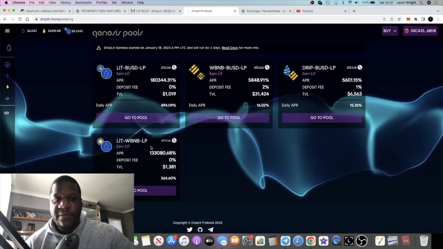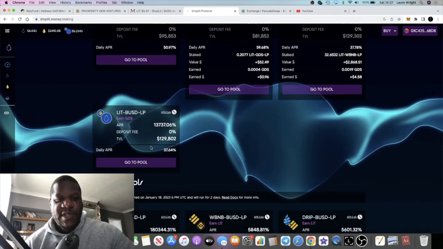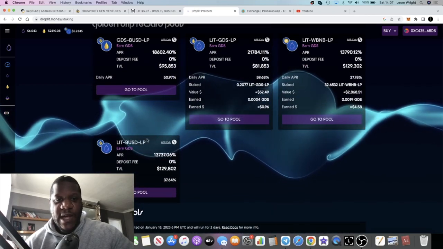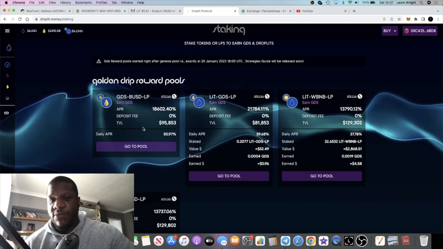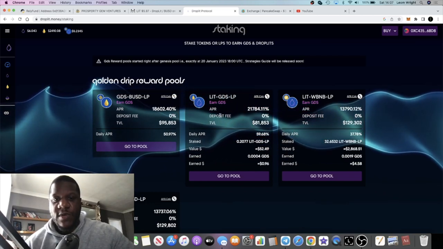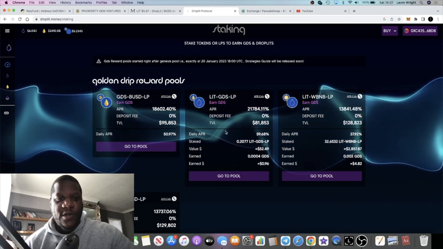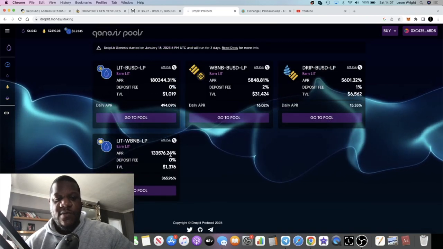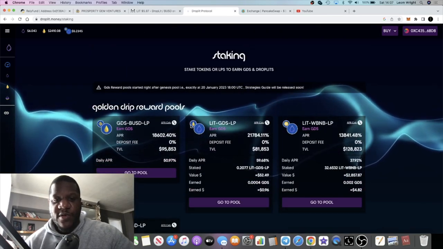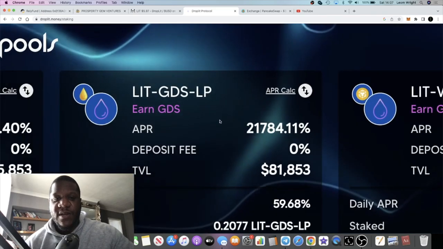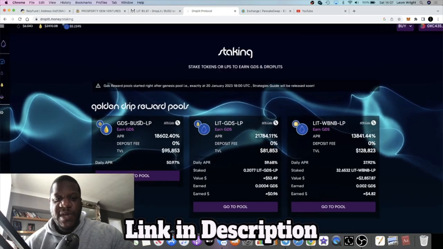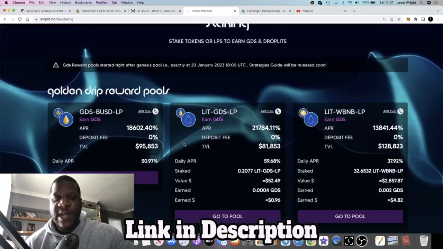So I took advantage of the Genesis phase. It ended after 2 days, and now you can use the Golden Drip reward pools, which earn you GDS tokens. The Genesis phase was earning you LIT tokens, and then you could put those LIT tokens to work to earn GDS tokens by pairing it up with GDS or BUSD or whatever. And huge APRs over here, guys.